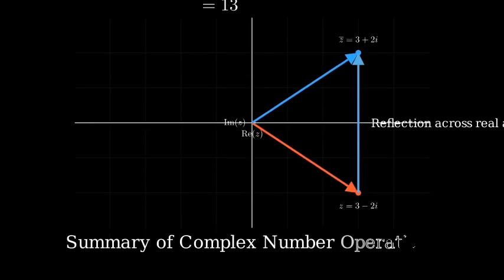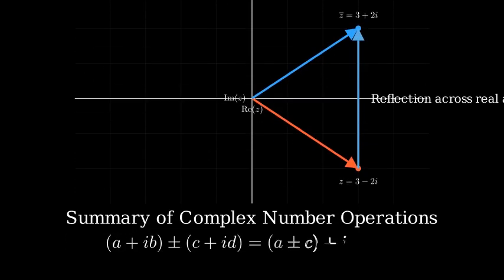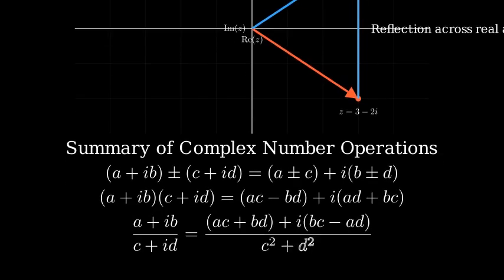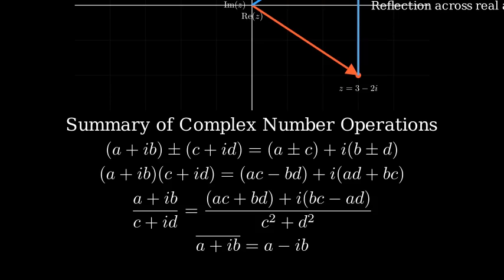Let's summarize the key operations with complex numbers. For addition and subtraction, (a + ib) ± (c + id) = (a ± c) + i(b ± d). For multiplication, (a + ib)(c + id) = (ac - bd) + i(ad + bc). For division, (a + ib)/(c + id) equals the fraction with numerator (ac + bd) + i(bc - ad), and denominator c² + d². And for the conjugate, the conjugate of a + ib equals a - ib.